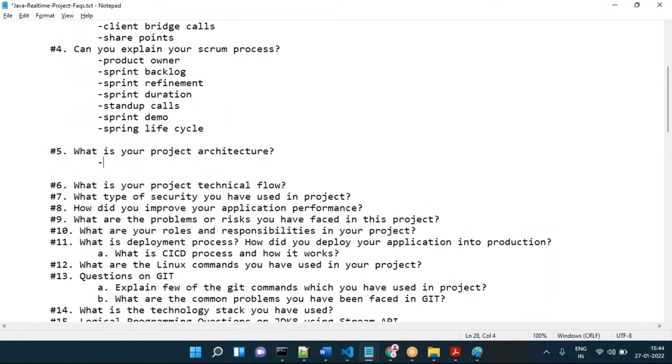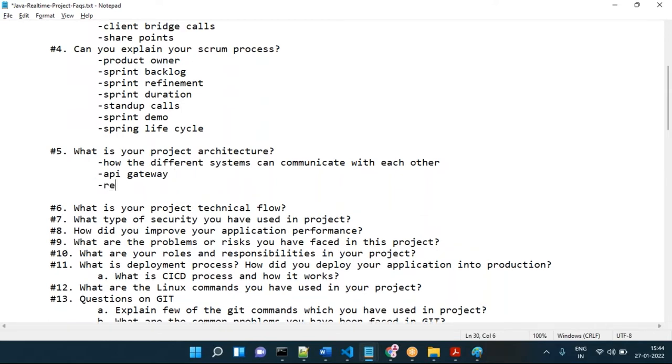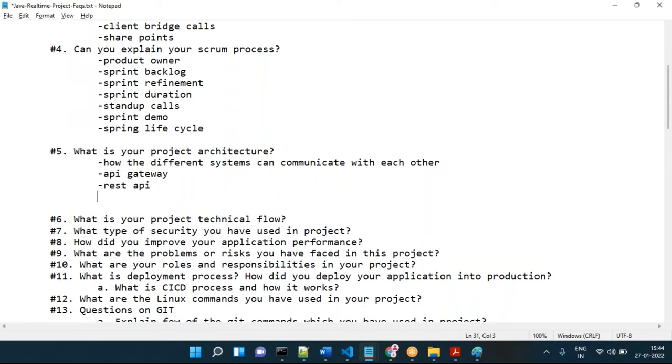What does project architecture mean? Project architecture means how the different systems communicate with each other. How different systems communicate with each other is called project architecture. In our project, are we using API gateways? What components are you using? Are we using REST API? Are we using Redis cache?